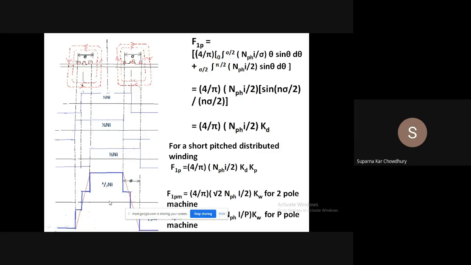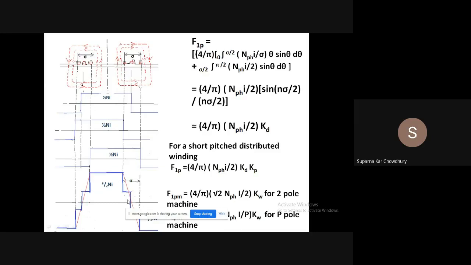Now, from here, we can calculate the fundamental of this. Here you can take the peak value. This is Ni by 2, this is Ni by 2, where N is the number of turns in each slot. So the maximum value will be 3Ni by 2. Basically 3N will be the total turns in all these 3 slots, so this will be the total turns per phase, that is N phase. So the peak will be N phase I by 2.